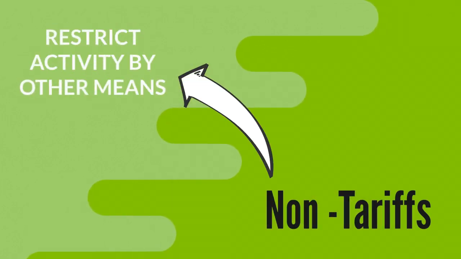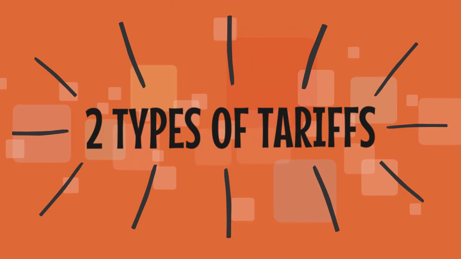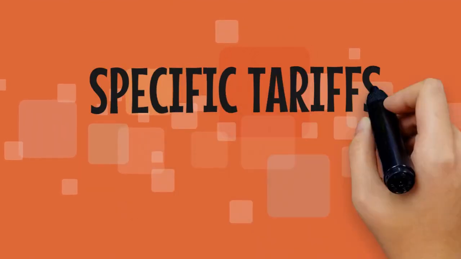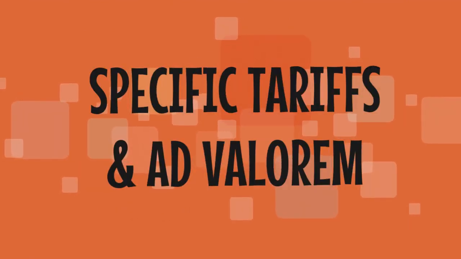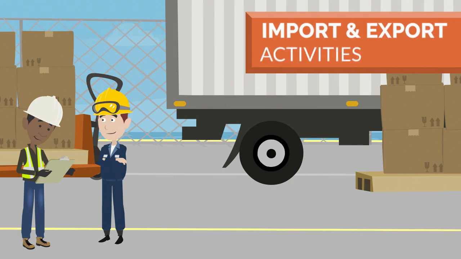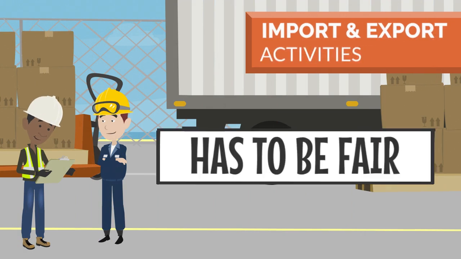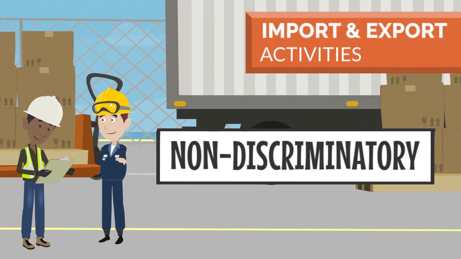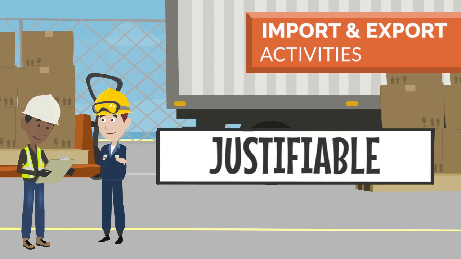Non-tariff barriers restrict activities by other means. There are two types of tariffs imposed: specific tariffs and ad valorem. Import and export activities are tied up in some manner of licensing system. This has to be fair, transparent, non-discriminatory, and justifiable.